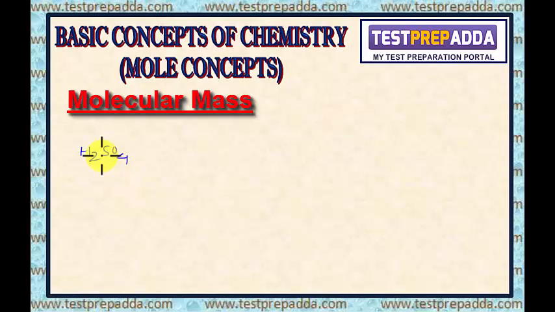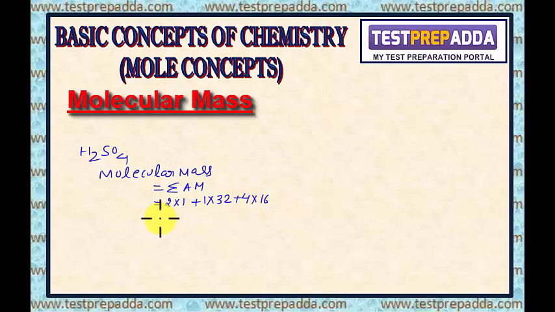H2SO4 consists of 2 hydrogen atoms, 1 sulfur atom, and 4 oxygen atoms. That is why the molecular mass of H2SO4 can be written as the summation of atomic masses, which I can write as 2 into 1, 1 is the atomic mass of hydrogen, plus 1 into 32, 32 is the atomic mass of sulfur, plus 4 into 16, 16 is the atomic mass of oxygen, and this way it comes as 98.